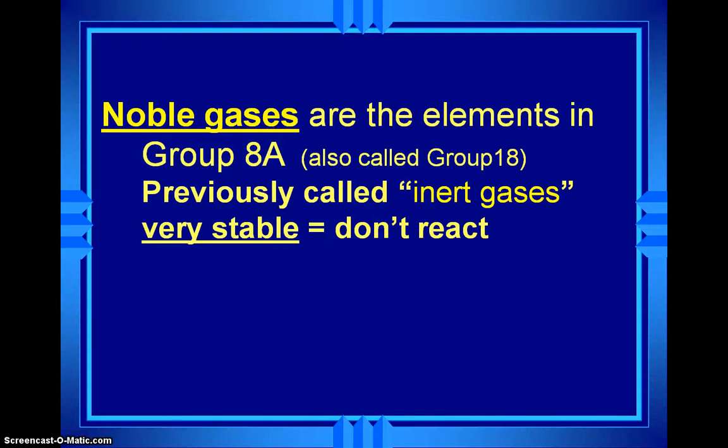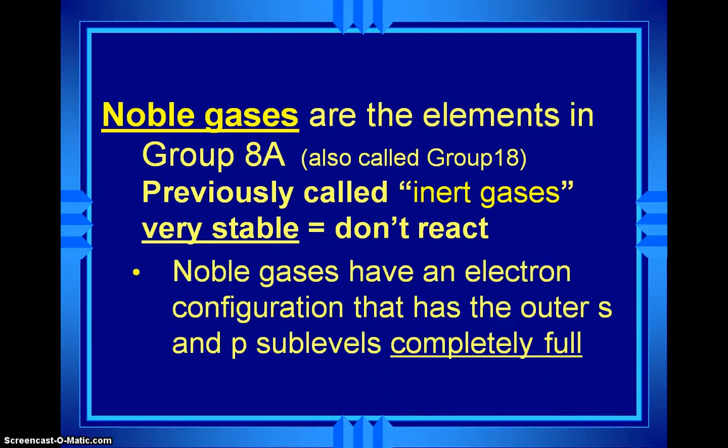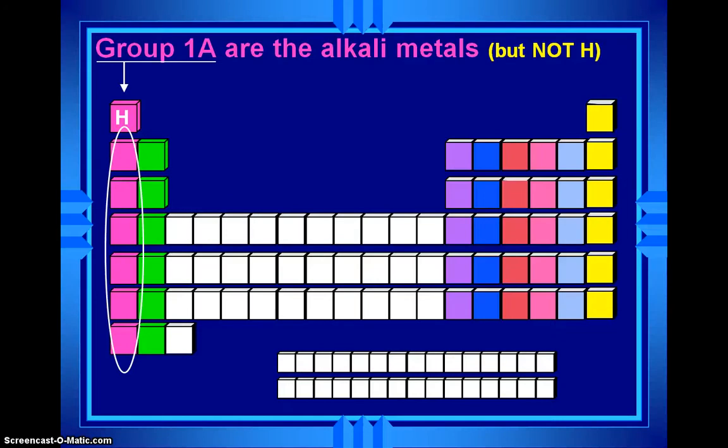The reason why is that elements react in order to fill their s and p sublevels. When an s and p sublevel becomes full, that's when the element becomes stable. Noble gases already have s and p sublevels completely full, so they're not as likely to react with other atoms. Alright, so let's take a look at it on the periodic table.